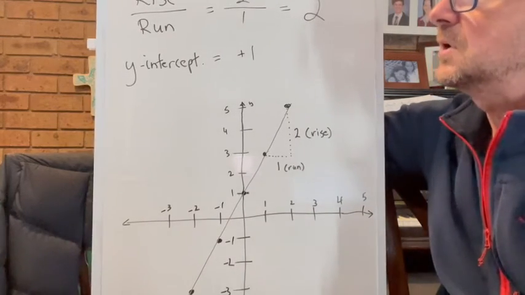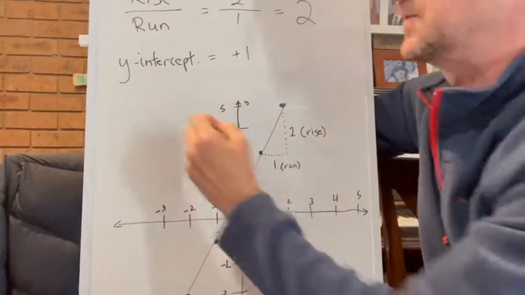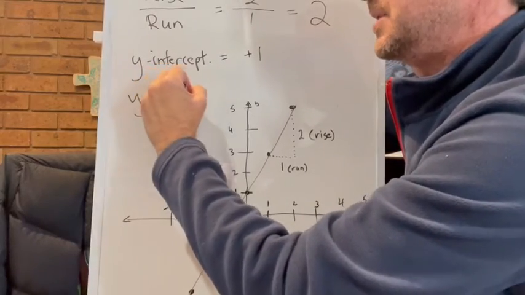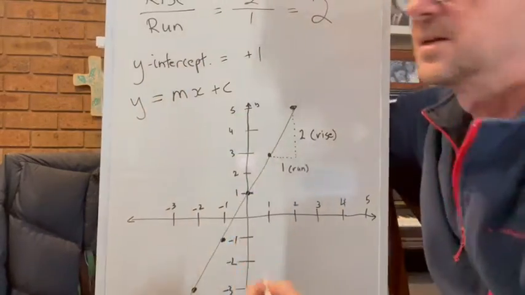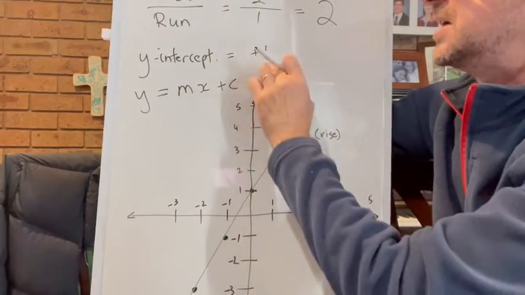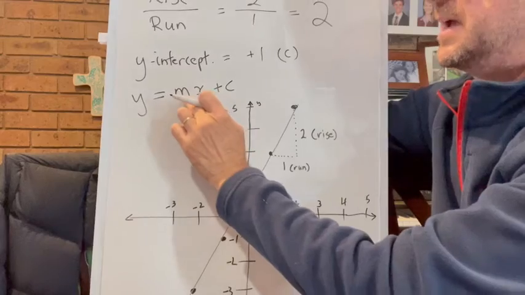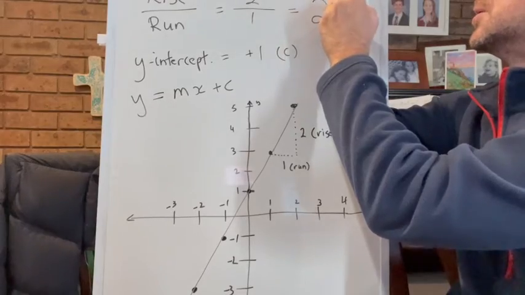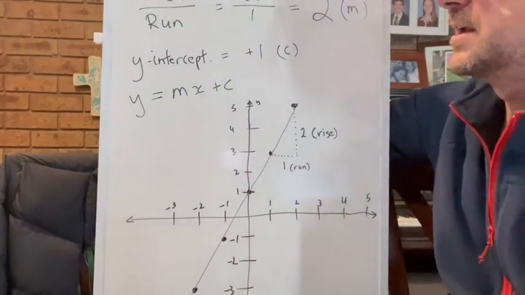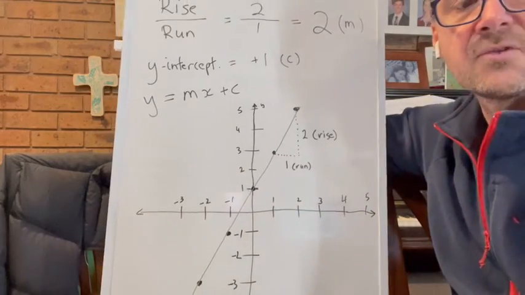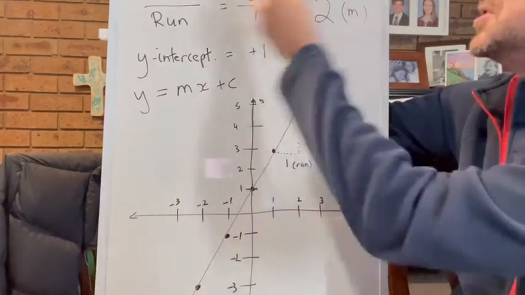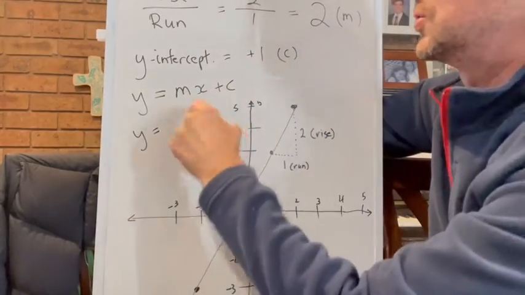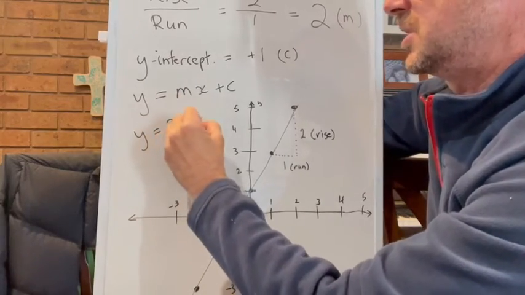Now the equation for this type of scenario is y equals mx plus c. The c is our Y-intercept, the m is our gradient, which is 2, and our x is whatever value we give it from our Cartesian plane. So for this particular example, y would equal 2x plus 1.